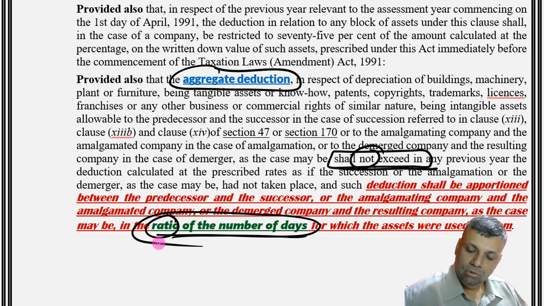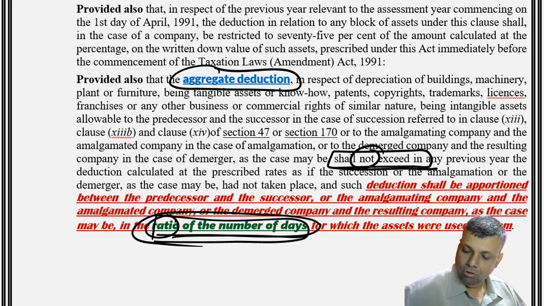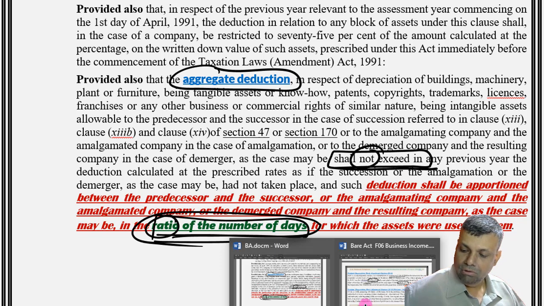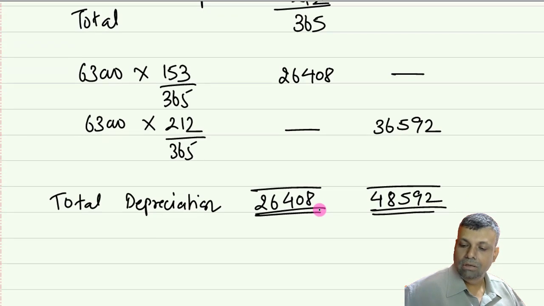And the second point is you have to divide it in the ratio of the number of days which has been used by the respective person. This is how these particular provisions are to be applied. However, I once again repeat, friends, for your better understanding, because students will always have a lot of confusion. Now you have understood the answer to this particular question.